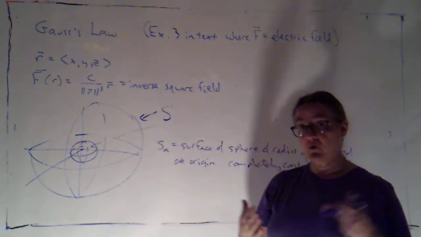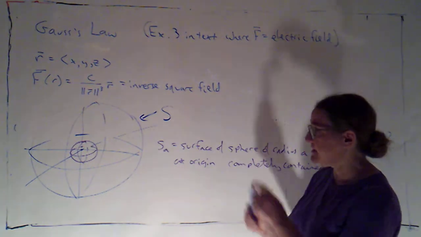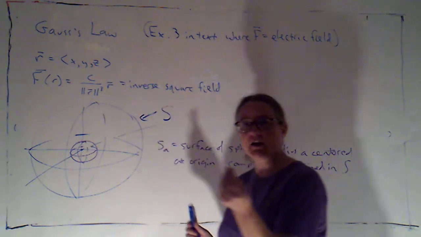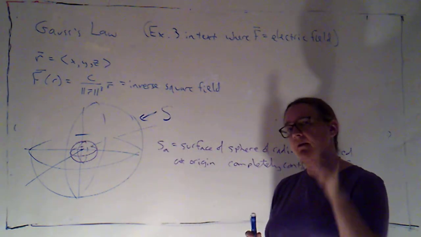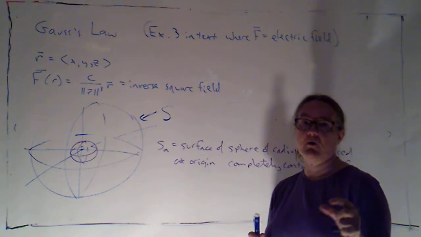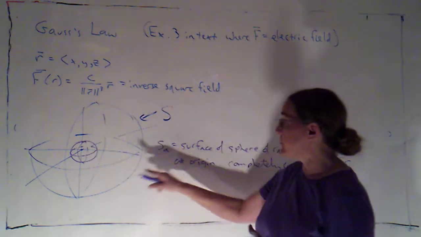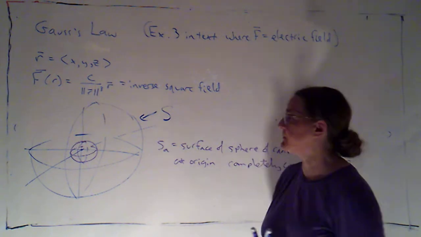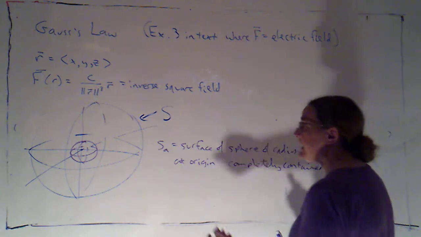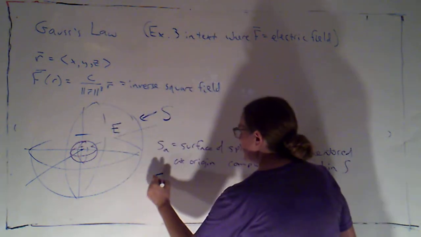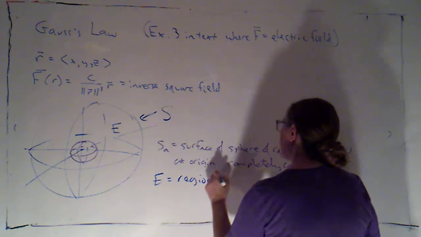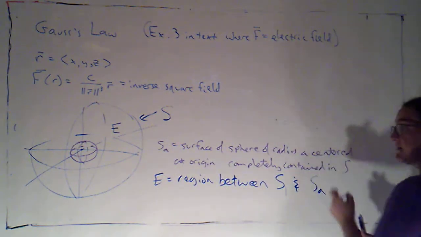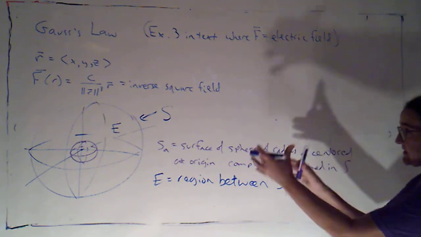A theorem from some more advanced math tells me that if I have a situation like this, there's going to be some point on S that's the closest to the origin. I'm going to measure the distance of that closest point to the origin, and I'm just going to make sure that a, the radius of this inside sphere, is smaller than that distance. Okay. And then I'm going to define E to be the region between S and S sub a. So that's going to be a solid region.